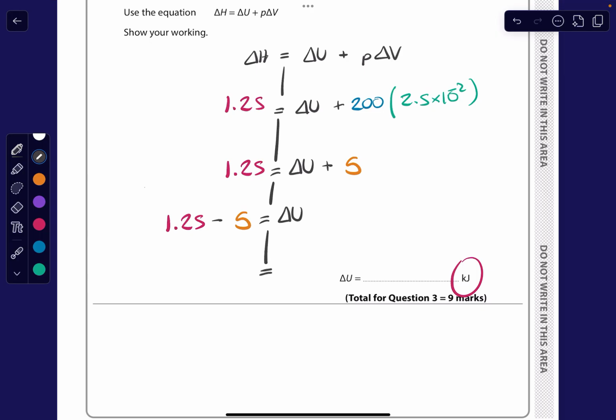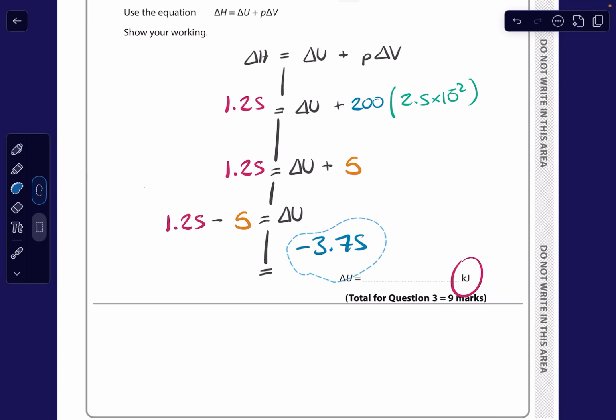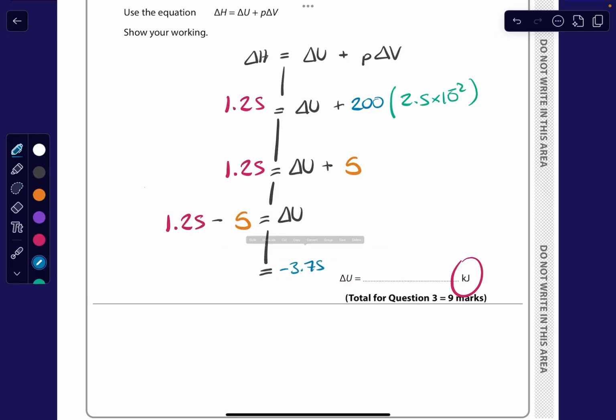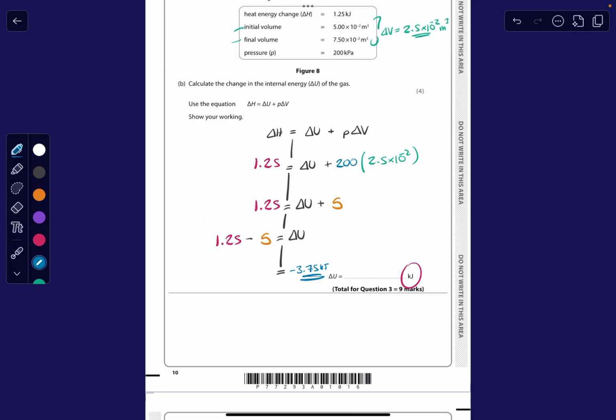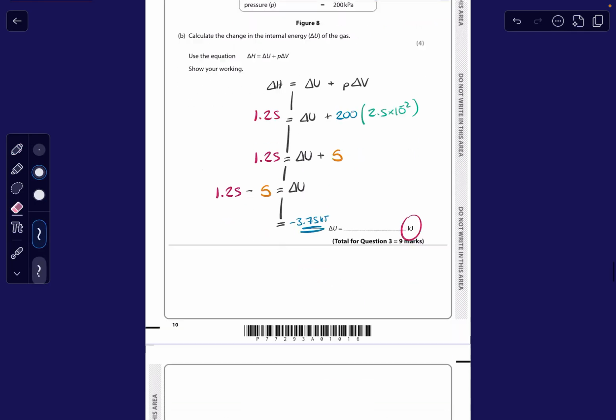So 1.25 subtract 5 will give me negative 3.75, and that's going to be in kilojoules, and that's absolutely fine. I'm going to shrink that down to fit. Kilojoules, and then I'll double underline it to show that's my answer. Some of you guys just need to practice rearranging, but that's the way that I would do it. Right, let's move on.